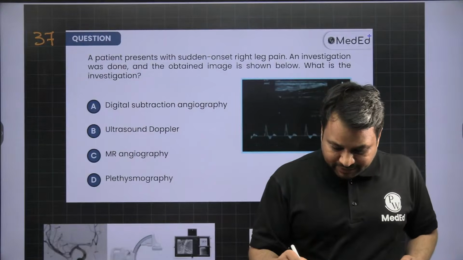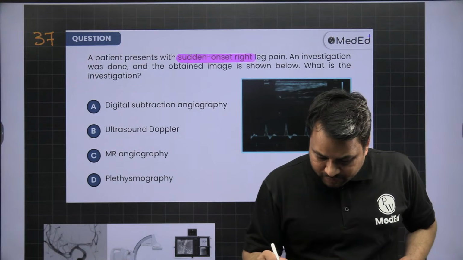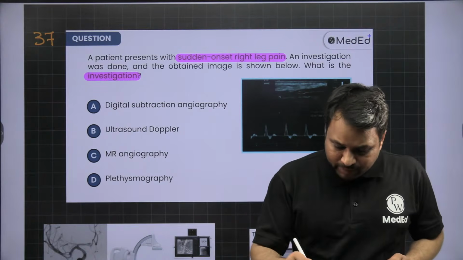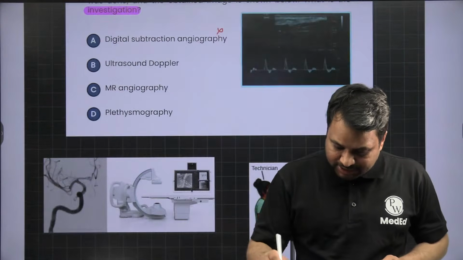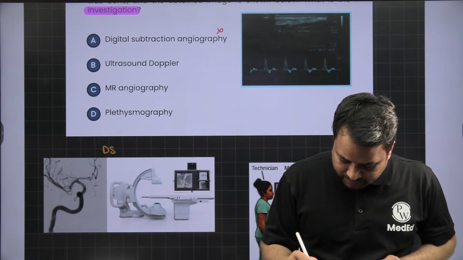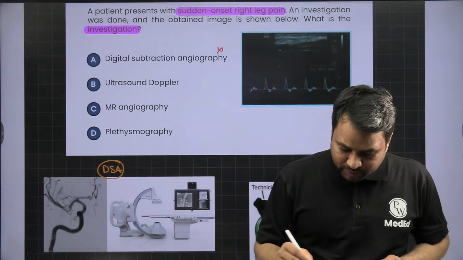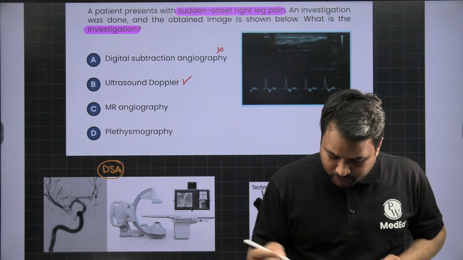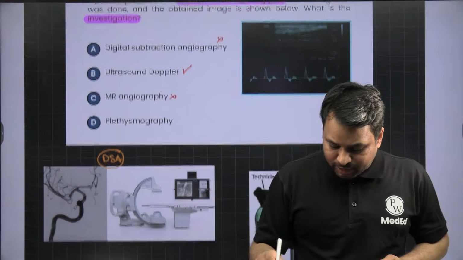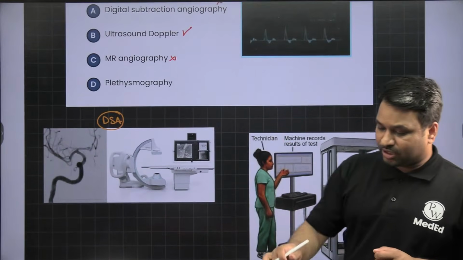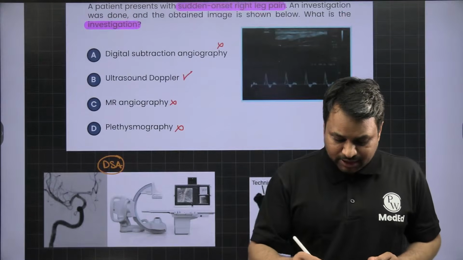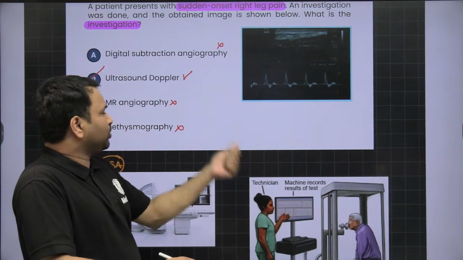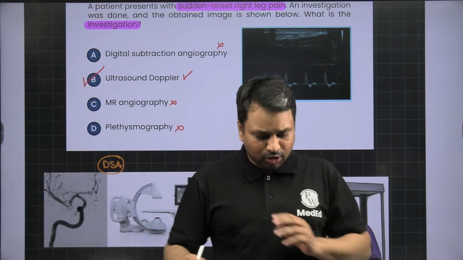Question number 37. The patient has sudden onset of right leg pain, an investigation was done, and this image was obtained. What is the investigation? Now, it cannot be a digital subtraction angiography, DSA, because this is the image of DSA where the vessels are clearly visualized. So obviously, that cannot be the answer. It looks like an ultrasound Doppler. Yes, the answer is USG Doppler. MR angiography is not an MRI image. Plethysmography, I have given you the image where you measure the lung volumes and all. So this is not the answer. So the answer here is going to be B for Bombay. It's a very clear-cut objective. This is your DSA, this is your plethysmography, MRI images, you know how to interpret it. This is your Doppler ultrasound.